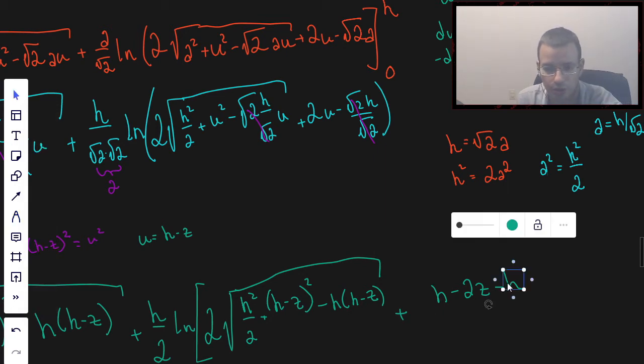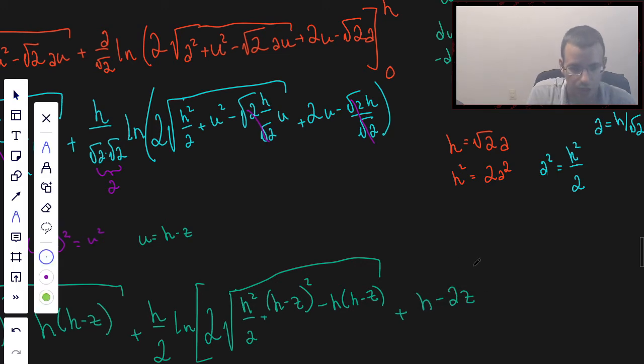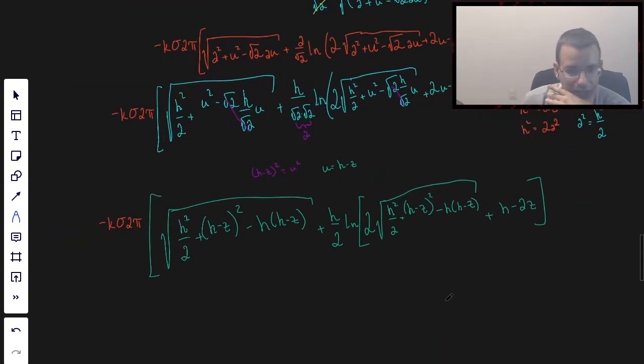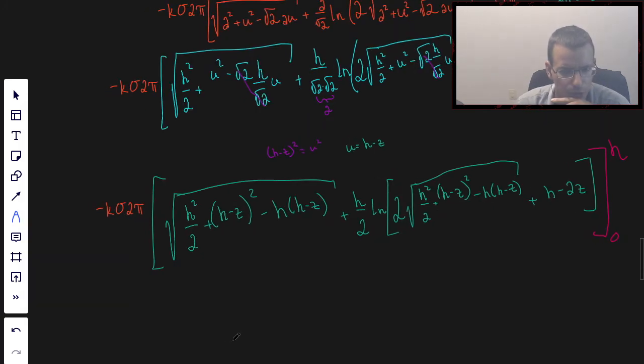So, I know, terrible boardsmanship. There we go. And that's all part of the natural log. And then this is going to be evaluated from 0 to h. I know it's going to get confusing with the various h's. I should have been more clear with my variables. Okay. Yeah, I think that's pretty well done.